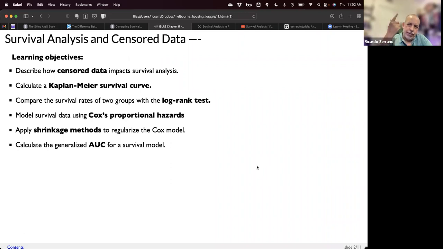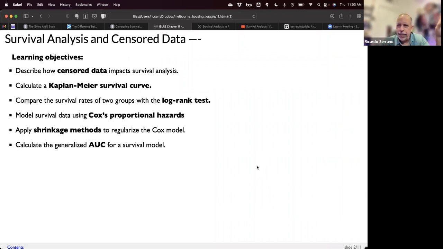Then for the next session, we're going to discuss a little bit about the hazard function, which is a preamble to the hazard ratio, and then the Cox proportional hazards. It's interesting that in the book, they talk about that more theoretically. I want to talk about it as pragmatically as we can. So the Cox proportional hazards is a type of multivariate regression.